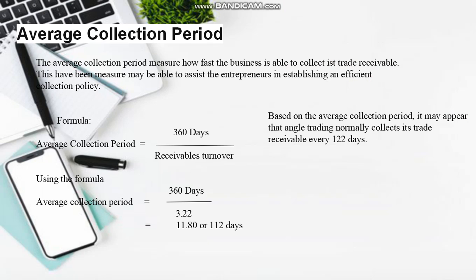So here is the formula. Average collection period is equal to 360 days, or equal to 1 year, over receivables turnover. Now let us apply the formula. 360 days over the receivables turnover of Angel Trading, which is 3.22, which we have calculated a while ago, is equal to 111.80 or 112 days. So based on the average collection period, it may appear that Angel Trading normally collects its trade receivable every 112 days.